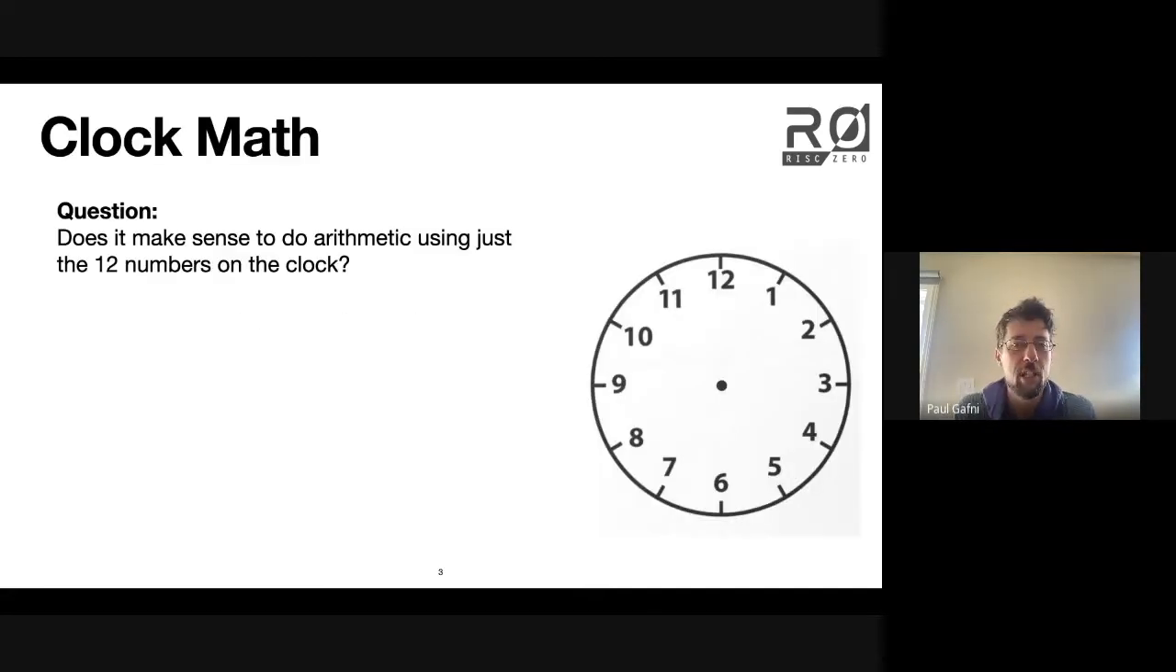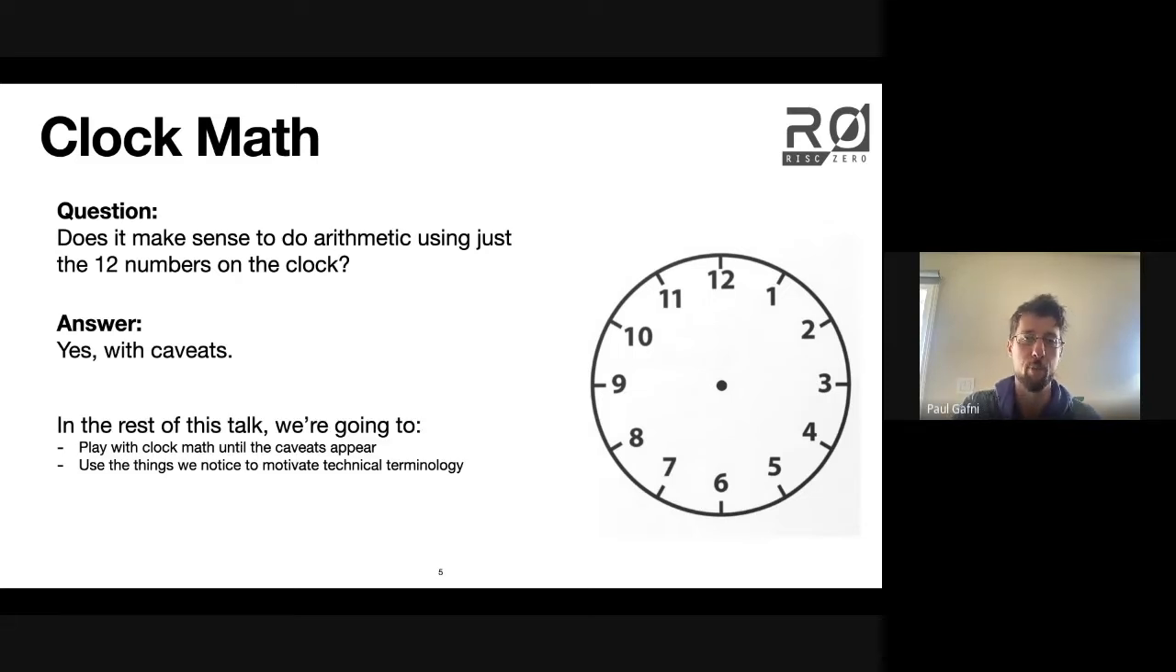The frame for today's talk is going to be this question of: does it make sense to do arithmetic on a clock? I have a picture of a clock here with 12 numbers on it, and we can start doing some basic arithmetic. We'll find that we can do arithmetic, but some stuff is going to go wrong. And we'll use the stuff that goes wrong to motivate some of the technical distinctions between rings and fields, and introduce some terminology like multiplicative group, generators, and roots of unity.